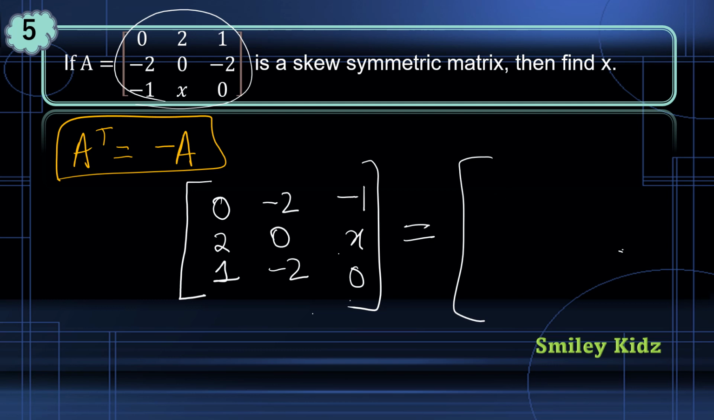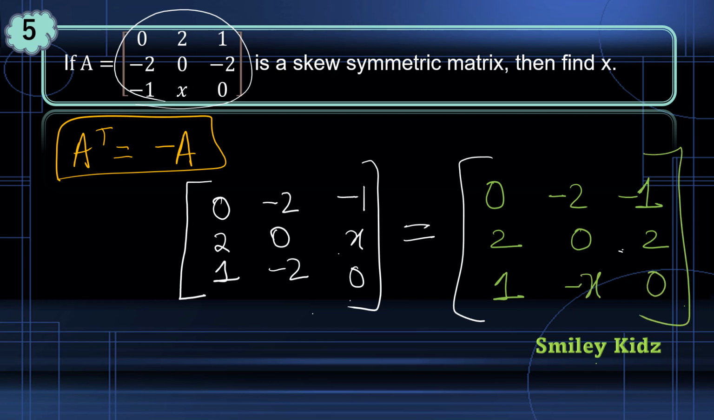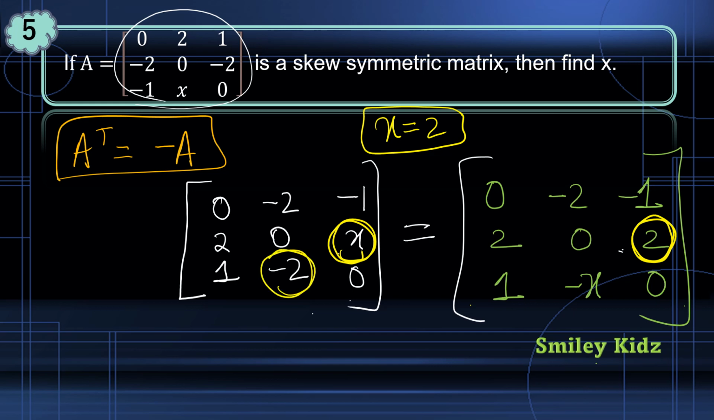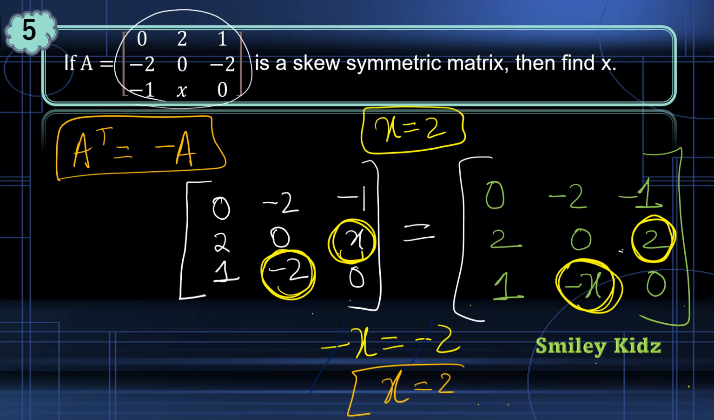Here I'm going to have 0 as it is. Then I'll have minus 2, then minus 1, here I'll have 2, here I'll have 0, here I'll have 2, here I'll have 1, minus x and 0. So this is what I know. Now here they're asking us to find out the value of x. Look at x, look at its corresponding element. Therefore x is equal to 2. If you want to cross check, minus 2 equals minus x. So minus x is equal to minus 2. Minus and minus get cancelled. Here x will be equal to 2. Alright, in any case you check, the value of x is 2.